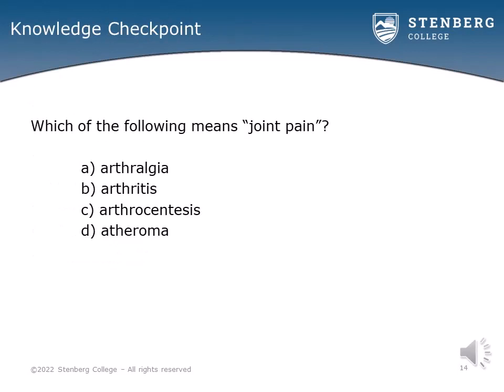Which of the following means joint pain? Is it A, arthralgia, B, arthritis, C, arthrocentesis, or D, atheroma? The correct answer is A, arthralgia.